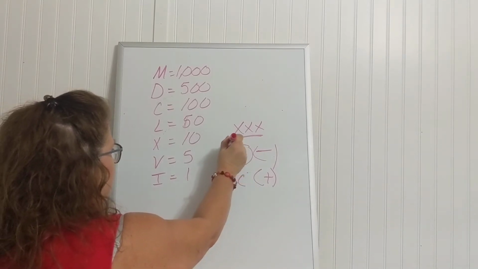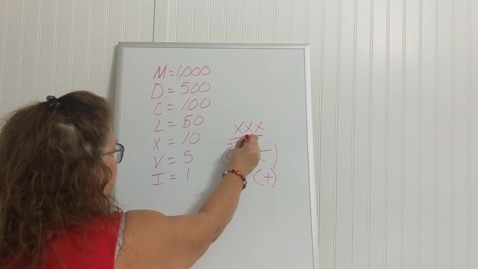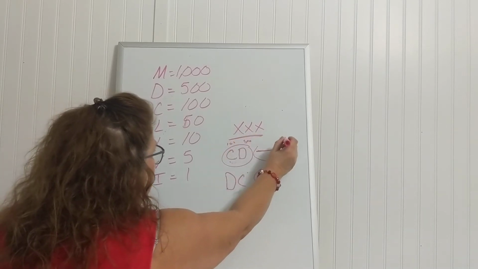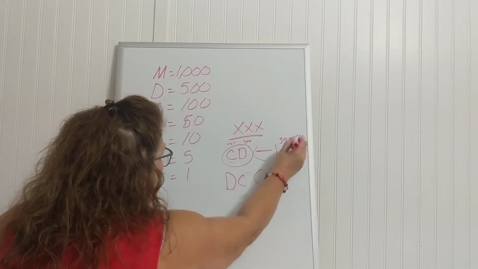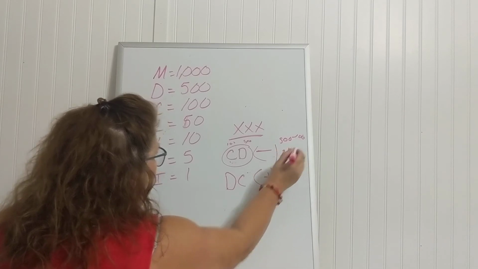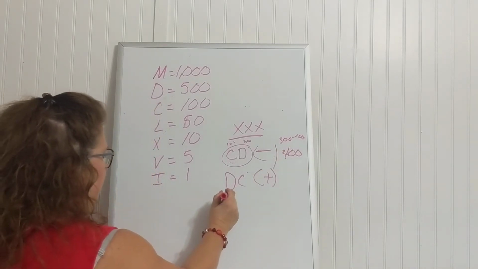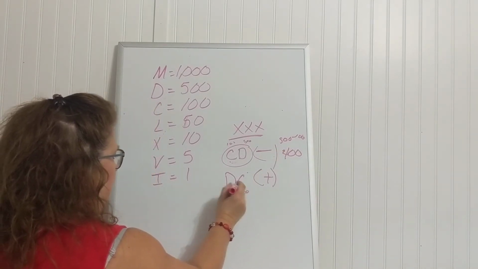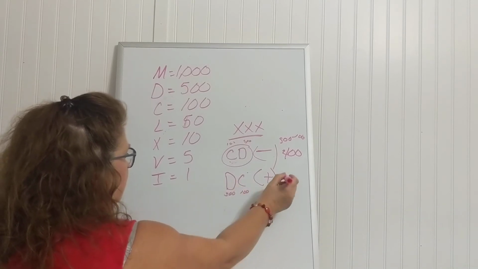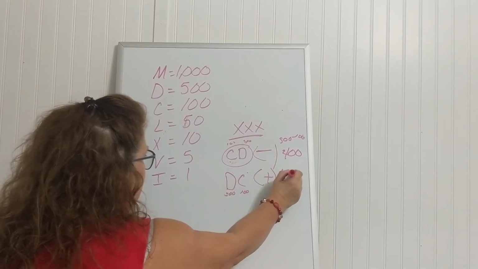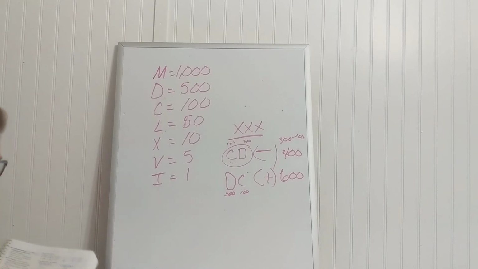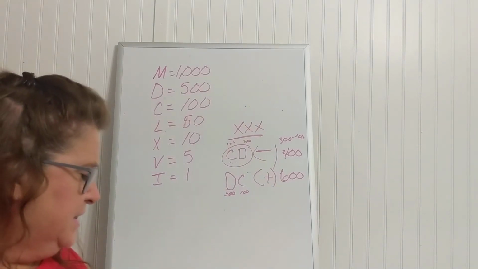So C's are 100, D's are 500, so this would be 500 minus 100, so CD equals 400. Here we have DC, 500 and 100, so 500 plus 100 is 600, all right? So use that to help you to go ahead and complete that section.